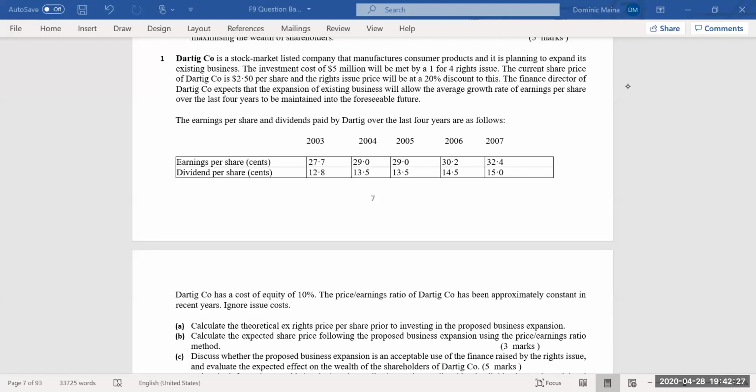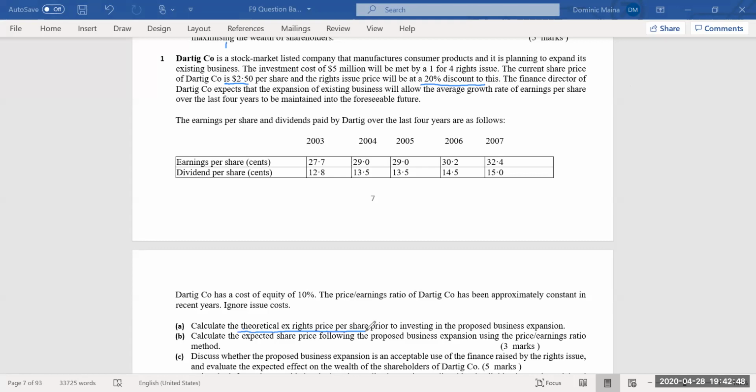The company shares are currently going for 2.5, and the offer price is a 20% discount to this value. Going straight to what is required, we are meant to get the theoretical ex-rights share price prior to the investment.